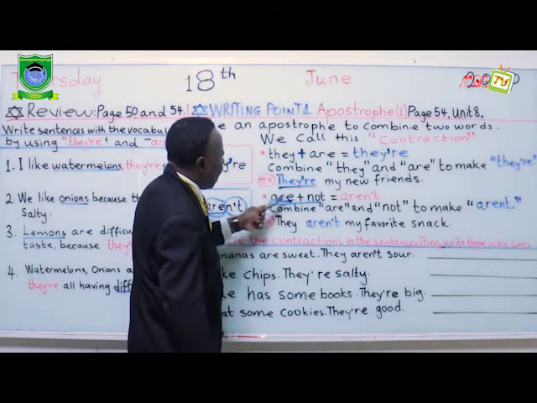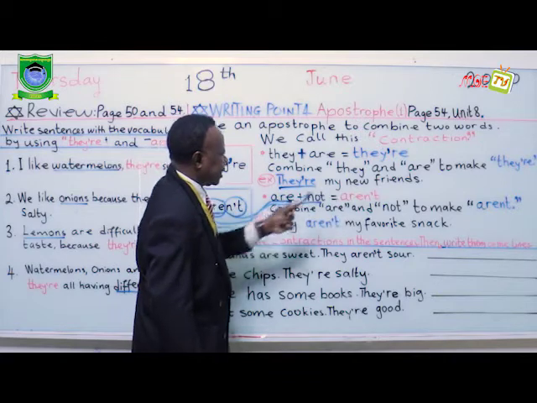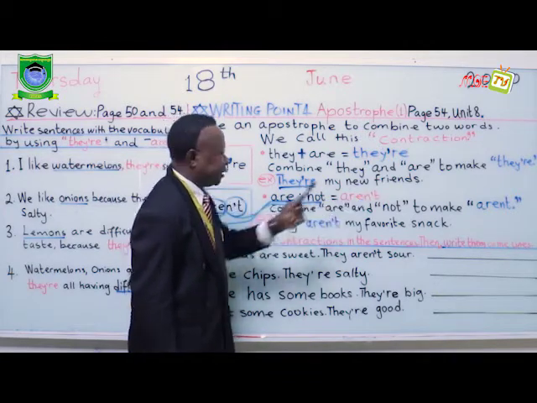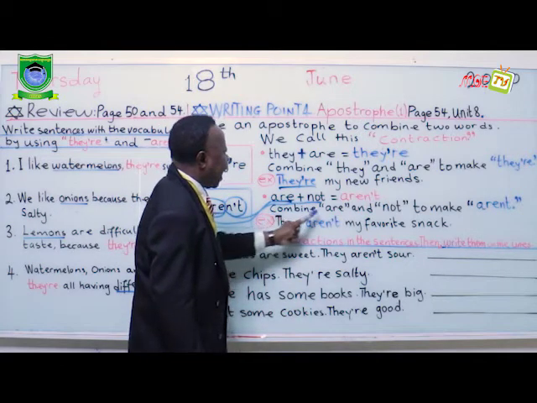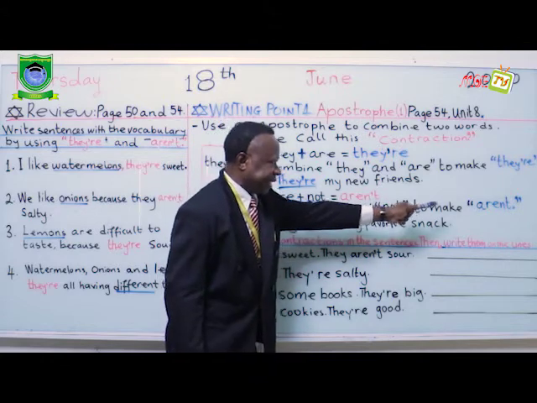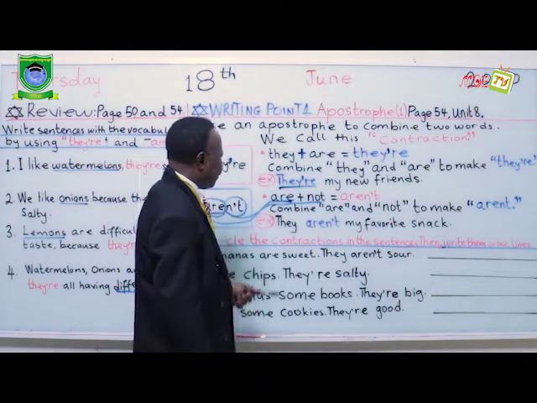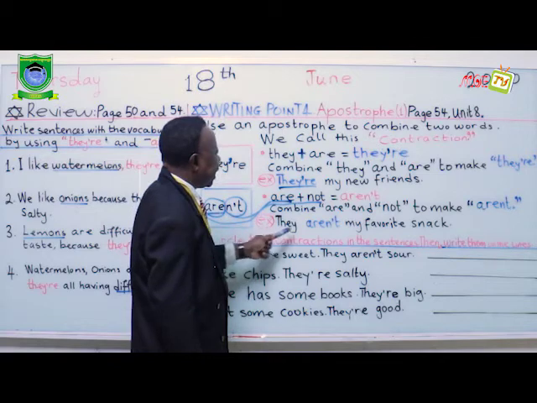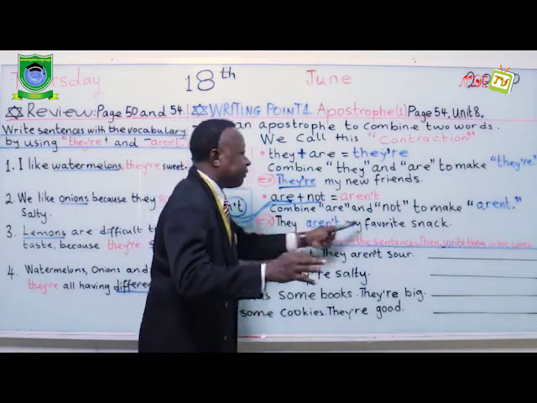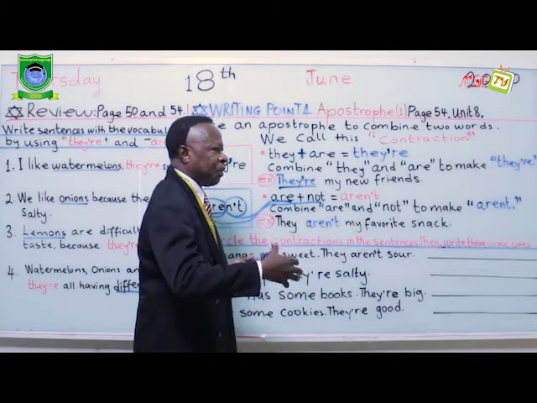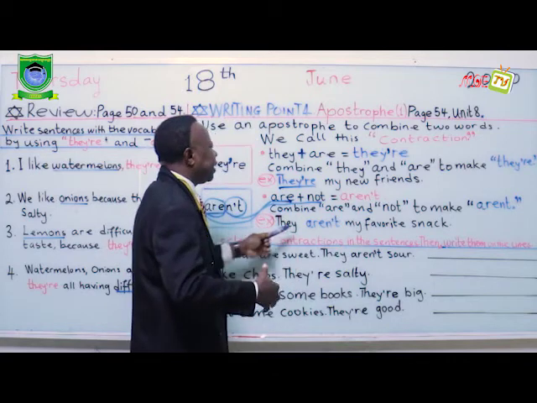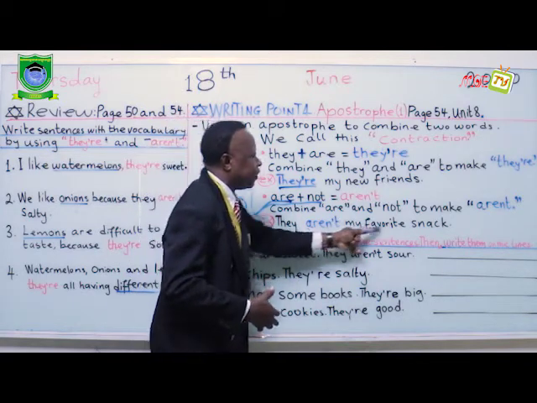So are plus not, aren't. Are plus not is equals to aren't. Combine are and not to make aren't. Say aren't. So example, they aren't my favorite snack. They aren't my favorite snack. The short form is they aren't my favorite snack. But long form, they are not my favorite snack.